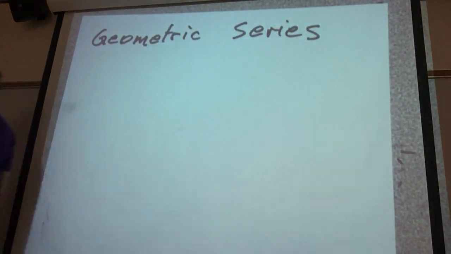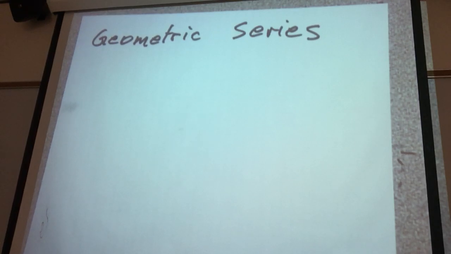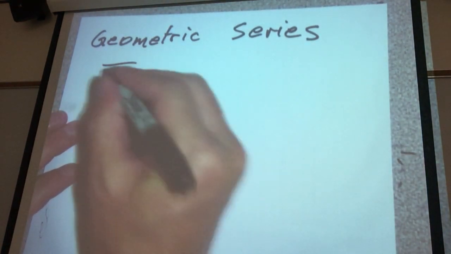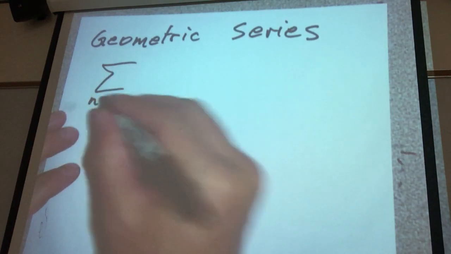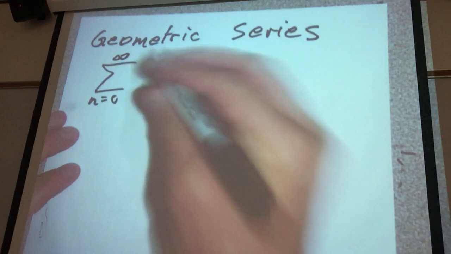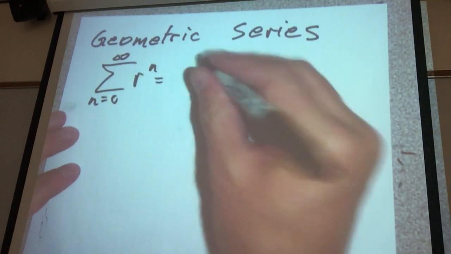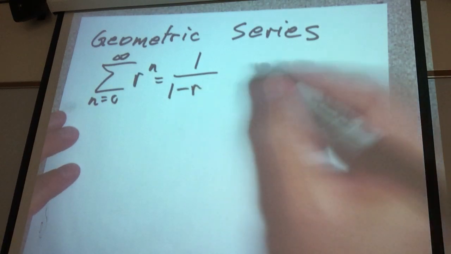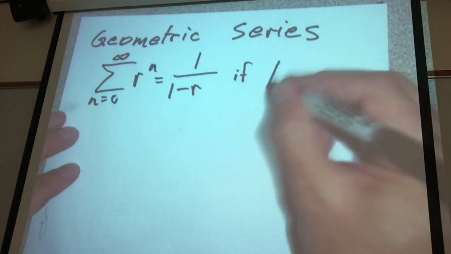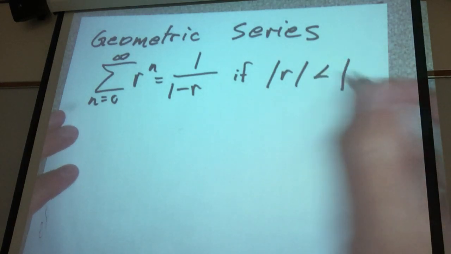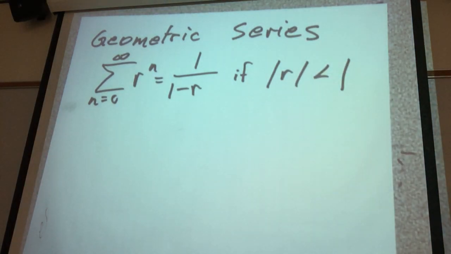So, geometric series. When it comes to geometric series, some books write this in slightly different ways, but the way I've always preferred it is that the sum from n equals 0 to infinity of r to the n equals 1 divided by 1 minus r, if the absolute value of r is less than 1. And now this leads us to a classic problem, which is Zeno's paradox.